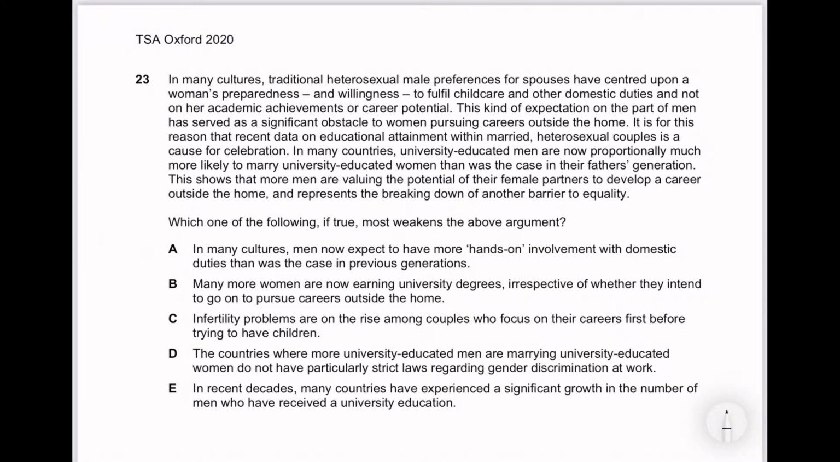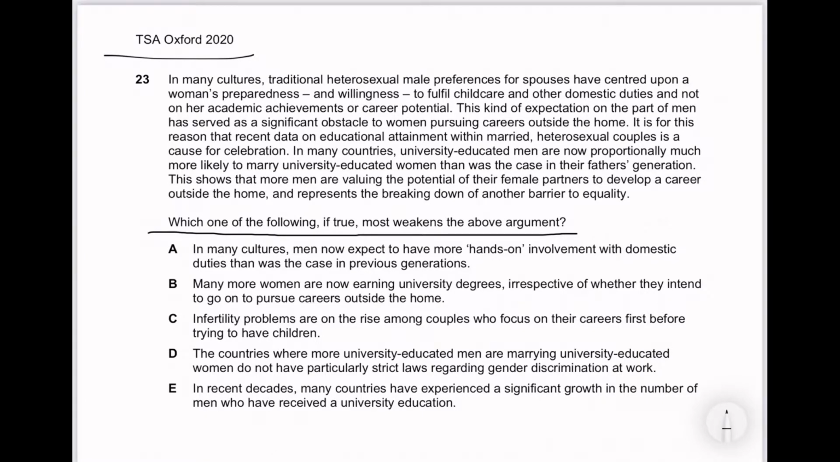TSA Oxford 2020, question 23. This is a question where we're asked to assess the impact of additional evidence. This is one of 7 of the formats of the critical thinking questions, and it's easily identified by this question format. Which one of the following, if true, most weakens the above argument?